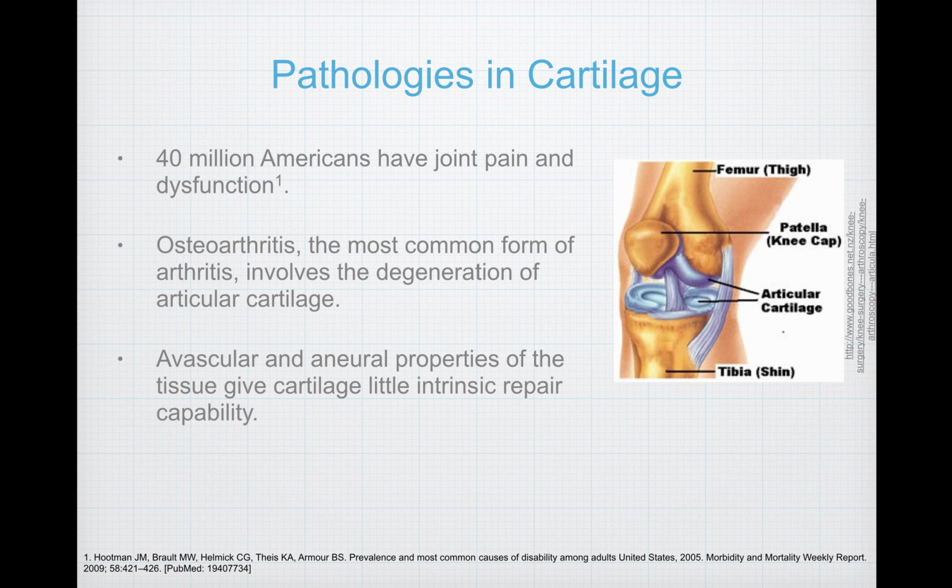There are 40 million Americans living with joint pain today due to pathologies in articular and elastic cartilage. One of the most common causes of joint pain is arthritis, and the most common form of arthritis is osteoarthritis, which occurs because of degeneration of the articular cartilage. Articular cartilage is the smooth, load-bearing tissue lining the ends of long bones. And you can see that in the diagram.